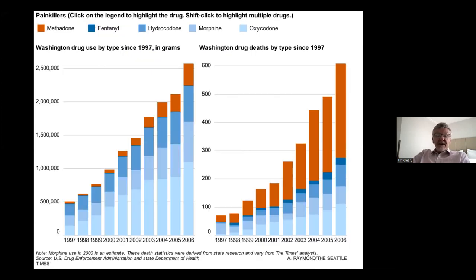And this is an article from the Seattle Times. What it's doing is actually looking at the morphine consumption, what was being prescribed. You can see methadone in orange, a little bit of fentanyl in the dark blue. We've got oxycodone, predominant, some morphine. But here are the deaths. And people are saying, what is happening? Why is this the case as we go forward?